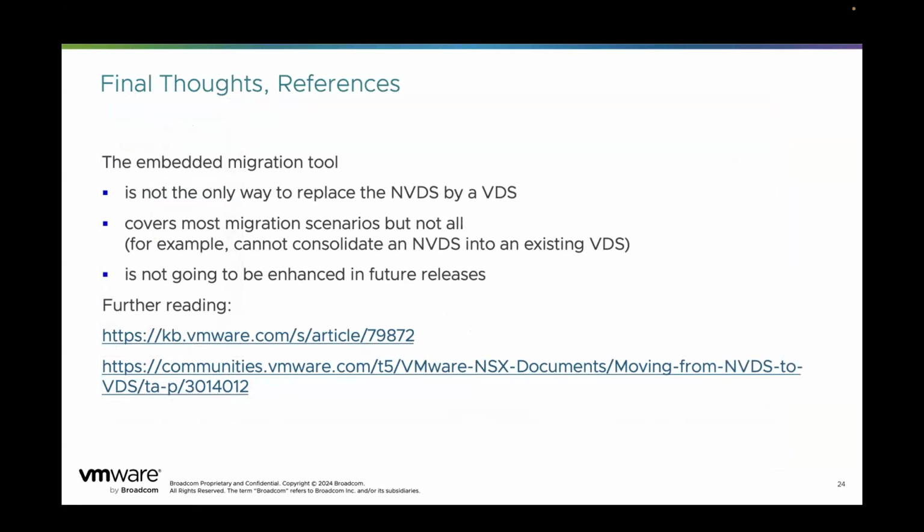I would like to just reiterate the following two points. First, the migration tool is not the only way to move from NVDS to VDS. You might have to do a manual migration, or do your own automation for this migration. It's not that bad when you think about it, because the tool is not necessarily covering all the possible scenarios. You wouldn't believe the corner cases we run into that are not covered by this tool. But again, the tool is not the only way of doing this.